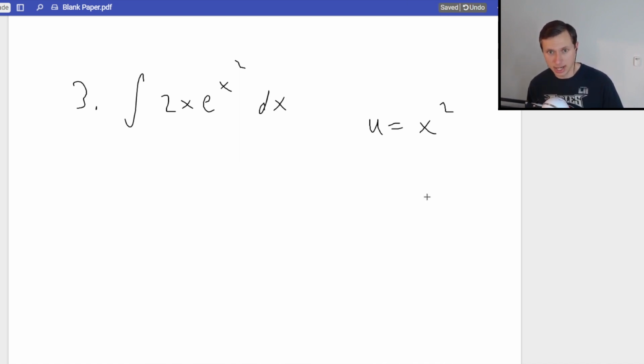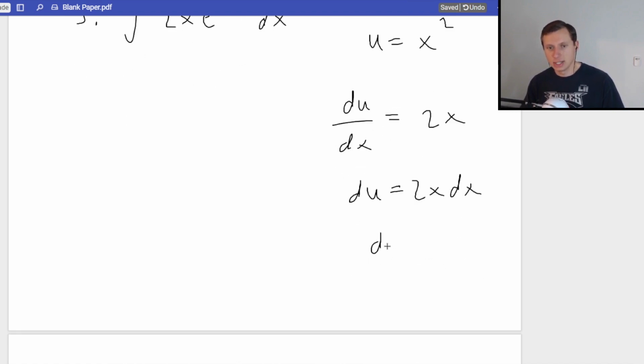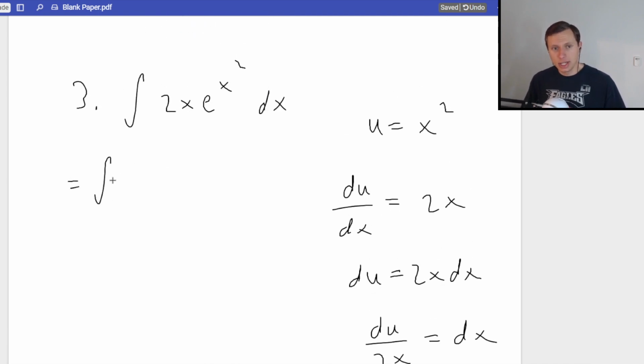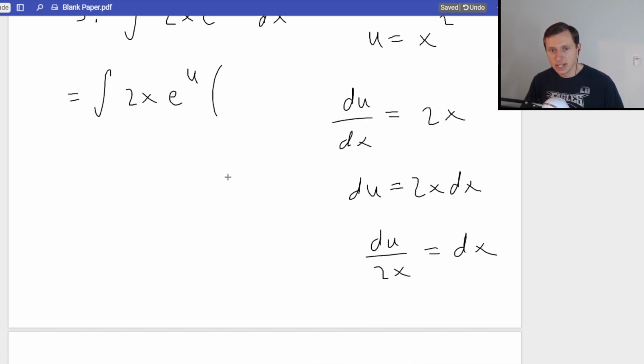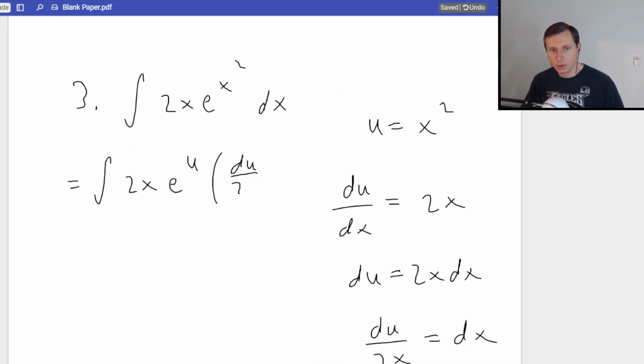It's just x squared. Then, again, we take the derivative. du dx is equal to 2x. Again, we're going to solve for dx. So du equals 2x dx, and ultimately du divided by 2x is equal to dx. Same thing we've been doing all night. So now this is equal to the integral of 2x, because again, we don't touch the 2x, times e now to the u power, and then dx got replaced with du over 2x.